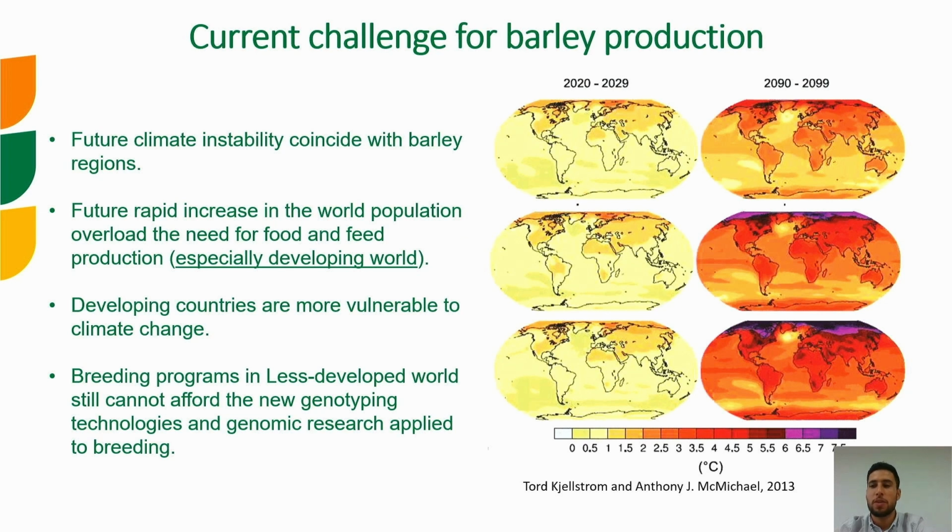The current challenges for barley production are mainly climate change and the rapid increase in the world population that overload the need for food and feed production, especially in the developing world. The efficient use of the new genotyping technologies and the genomic research applied to breeding have the potential to help attain the production needed to feed the increasing population while becoming more resilient to climate instability and extreme climatic events. However, despite the reduced cost of these new tools, many breeding programs, mostly in developing countries, still cannot afford them, and as a result, a technological gap between the developing and developed world has arisen.